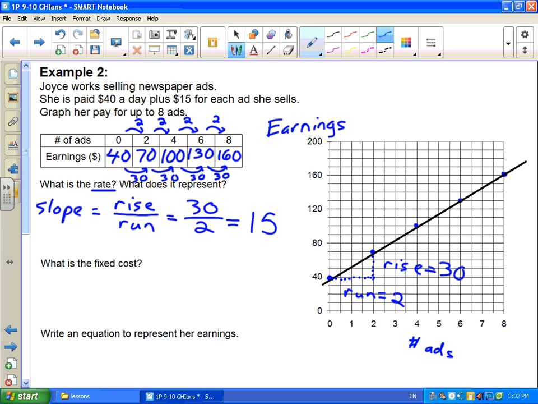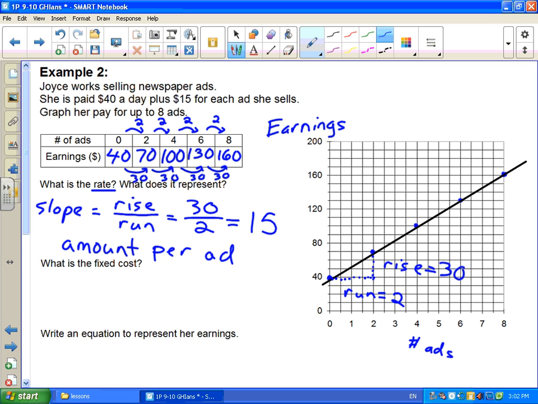Now, where have I seen this number 15 in the question before? Let's go back to the original question. Kurt, what is that extra $15 for? Yeah. So the rate here, or our slope, is 15, and it represents the amount that she's paid per ad. And that's how we know it's a rate, because we got that word per in the middle. So the amount per ad.